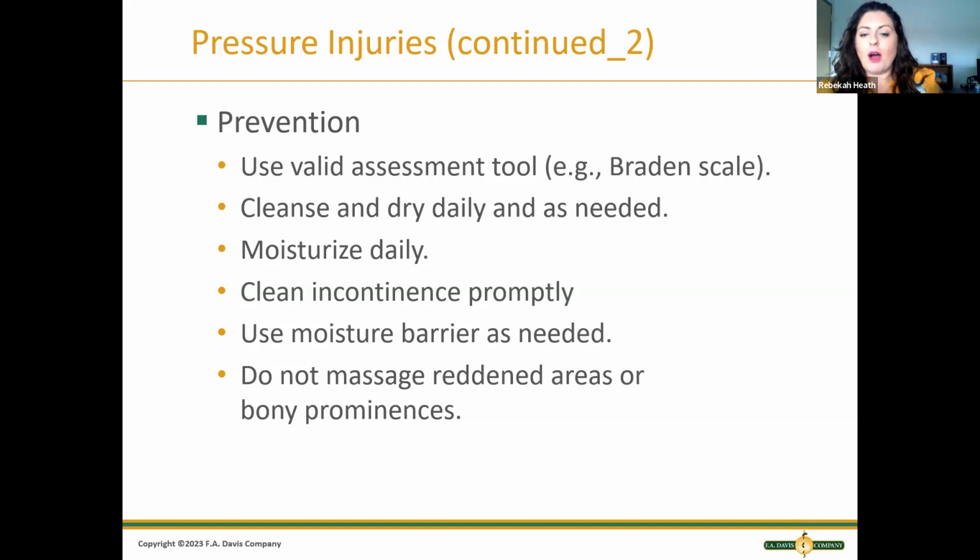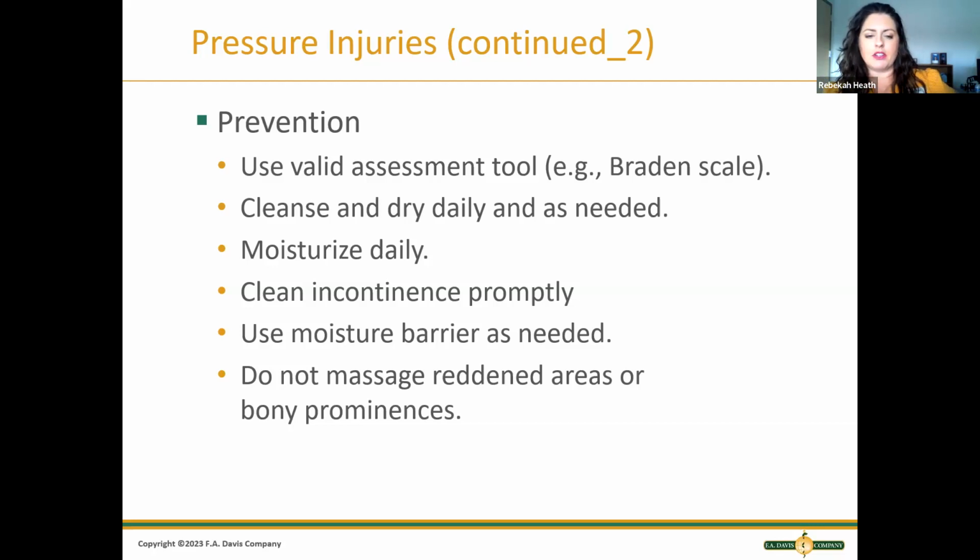Clean incontinence promptly. What that means is, keep them as clean as possible. I love that we have external female and male catheters now. So even if somebody is incontinent, we have these catheters that are going to be collecting and wicking away some of that urine from just sitting there on the skin. And we're going to use moisture barriers as needed. Some lotions and products have what's called a moisture barrier. You put it on like a lotion, but then there's a film that dries on the skin, and it prevents that moisture from seeping into the skin.